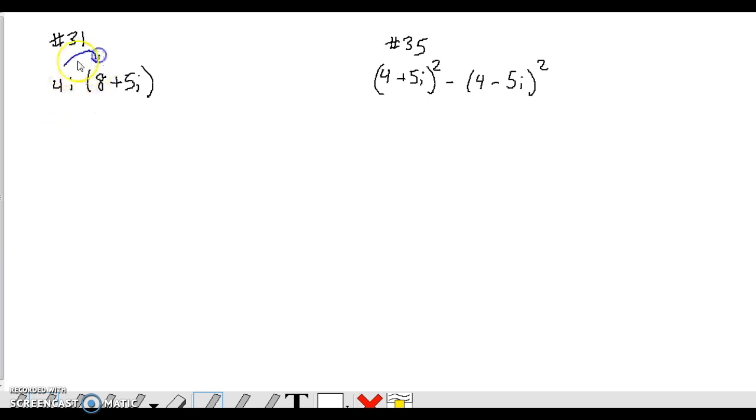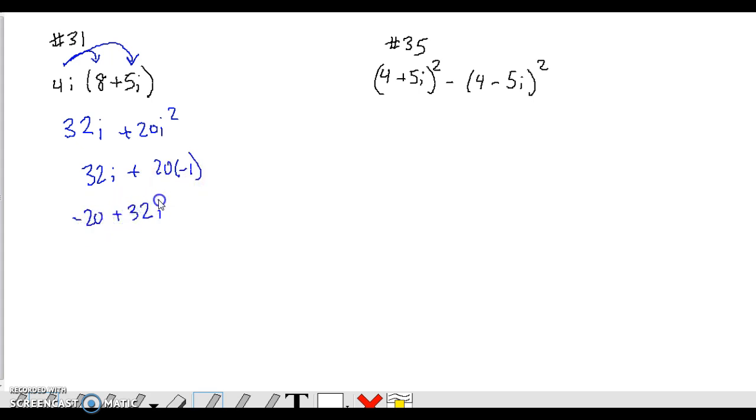All right, following suit, 31 we're distributing. So I'm going to take that 4i and distribute it in. So 4 times 8 gives us 32i. 4 times 5 is 20i squared. So this will be 32i plus 20 times negative 1. Let's move our 20 in front. And then plus 32i as our answer.